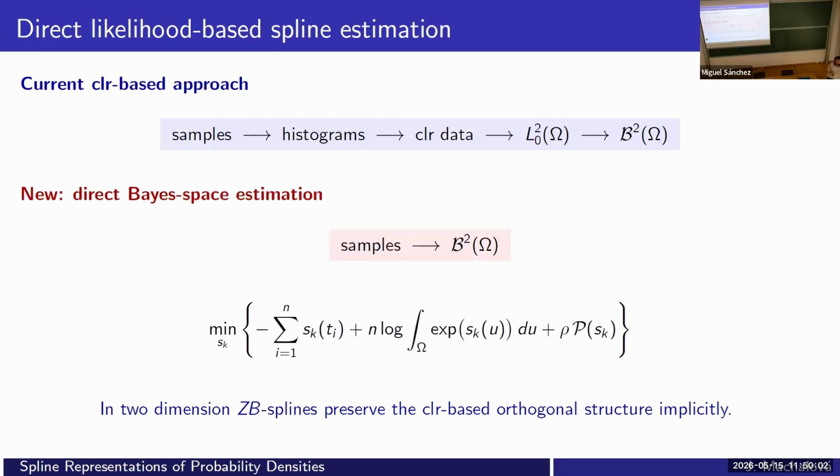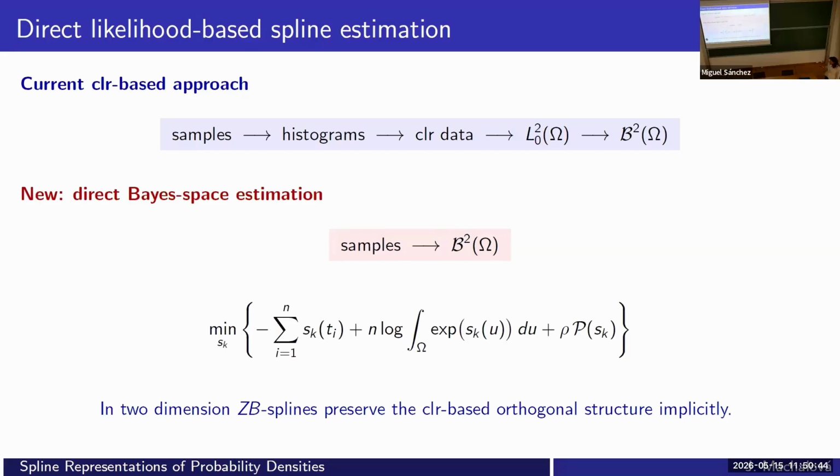And the second project is connected with how to avoid the histogram, because I mentioned that when we work with histograms, we have some problems, because there is the question of how many bins are okay, and how to deal with zero frequencies. So this is the story from observation. We made histograms, then we moved by histogram data, using the CLR transformation, to L2-0. Then we do some approximation and move to Bayes space. Now we are thinking about using ZB splines immediately in Bayes space, to try to avoid the histogram story.